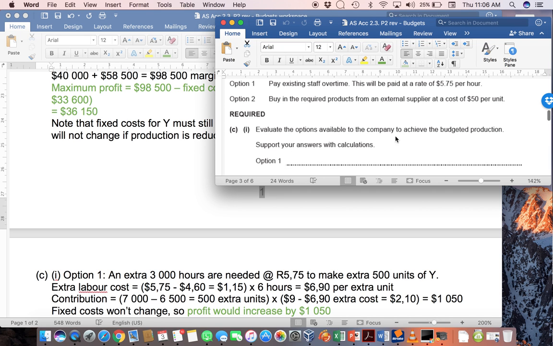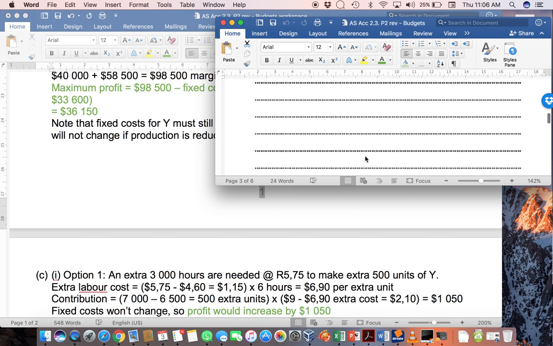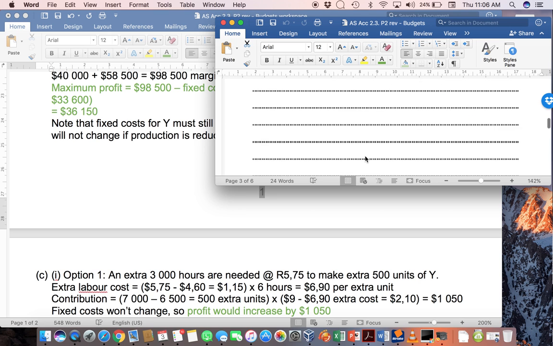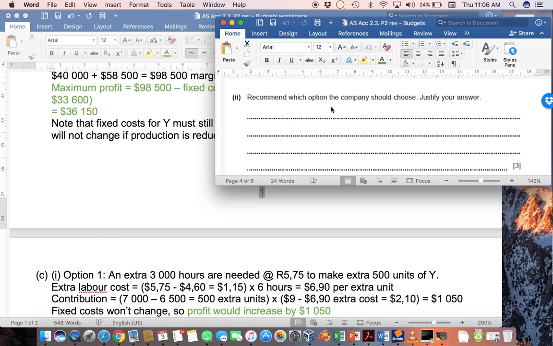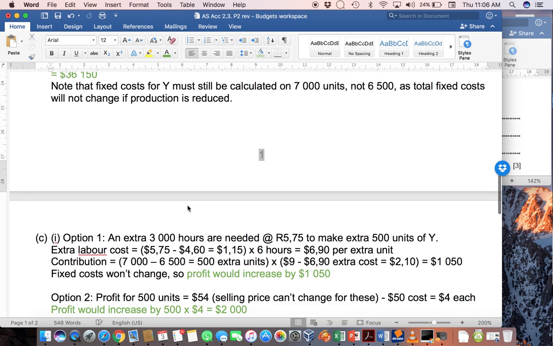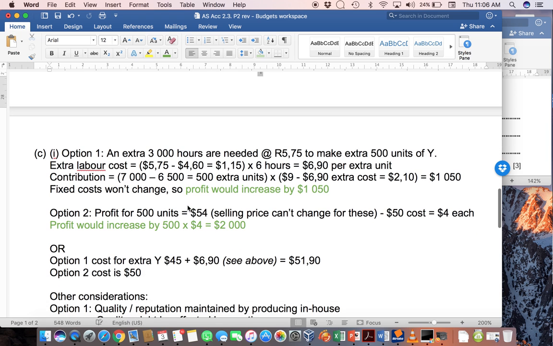So what we are asked to do for number 1 is to evaluate the options available to achieve the budgeted production, and we need to discuss the pros and cons of each and back it up with calculations. And we'll do that for both option 1 and option 2. And then number 2 asks us to recommend which option we should choose and why. It's very important here to justify your answer always.